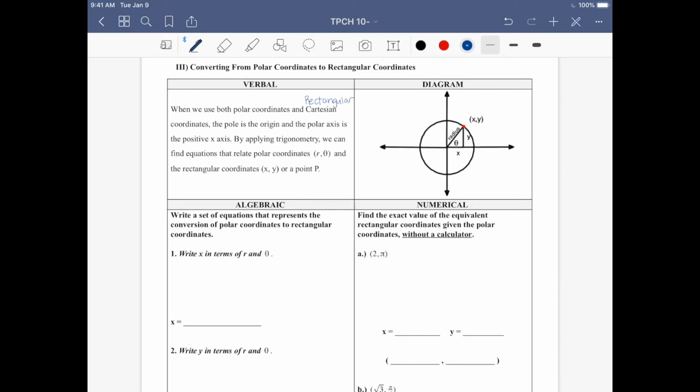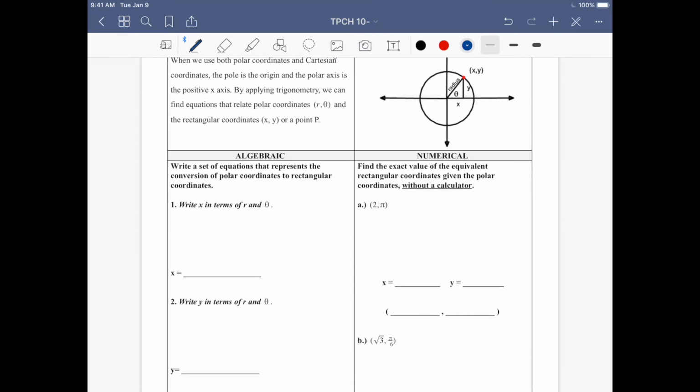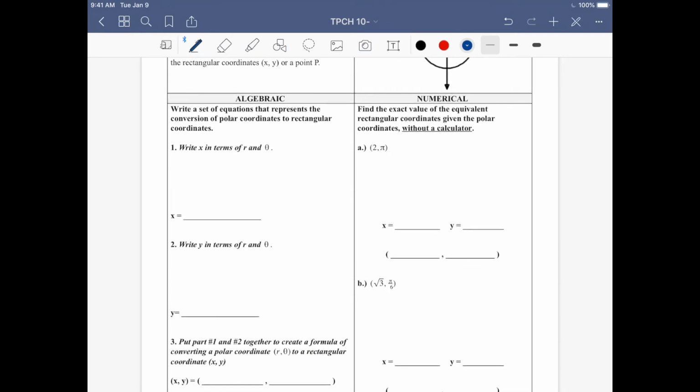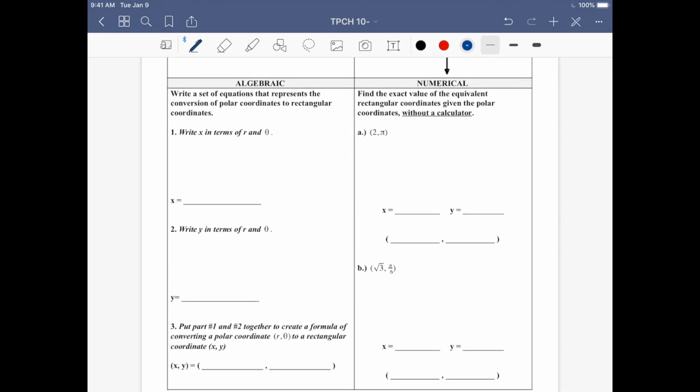So here we have a very familiar diagram. We have a circle centered at 0, 0. We have a line segment that has a radius. We don't know what it is, but we have x and y and theta. And we've seen this multiple times, so this is going to be very simple for us. So let's come down to the algebraic. It says, write a set of equations that represents the conversion of polar coordinates to rectangular coordinates.